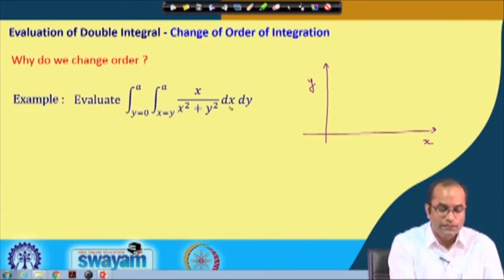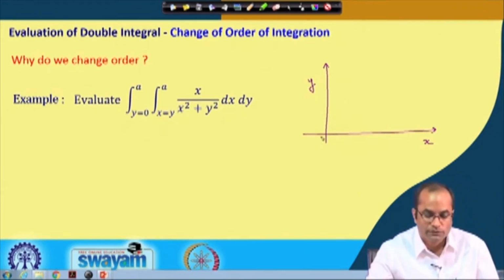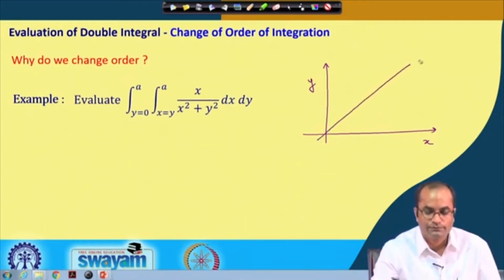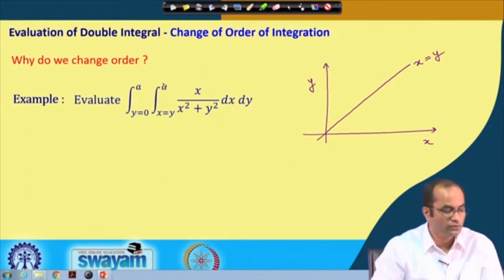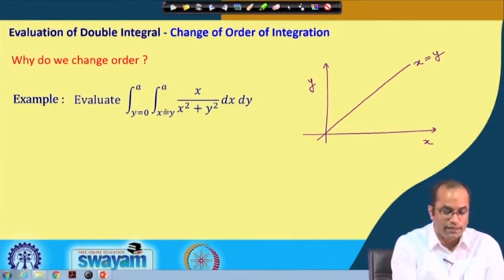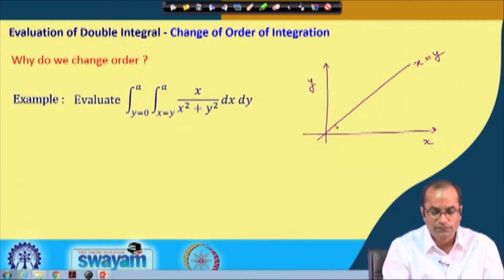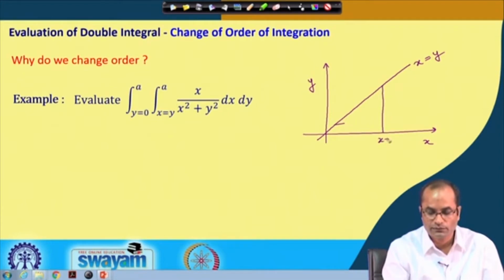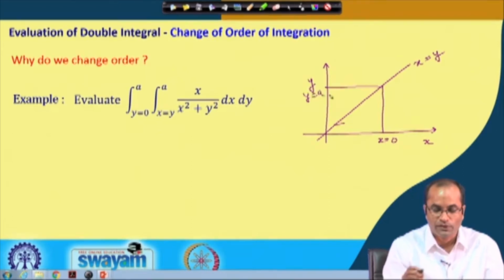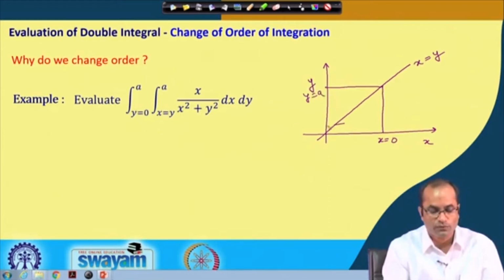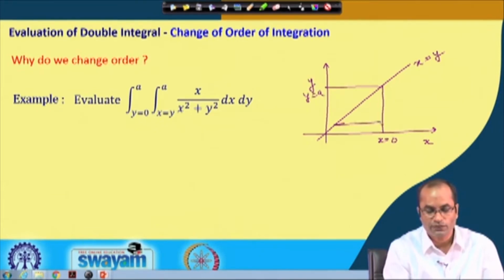So, the limit of the inner integral goes from x is equal to y. So, this is the line here, x is equal to y, and the inner integral goes from x is equal to y to the constant limit a. So, it starts from this line and it goes up to a. Let us say this is the point a here. So, this is x is equal to a, and naturally this is also then the point y is equal to a.